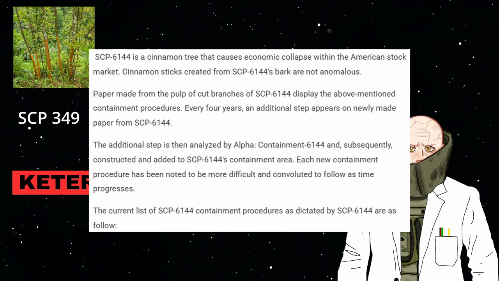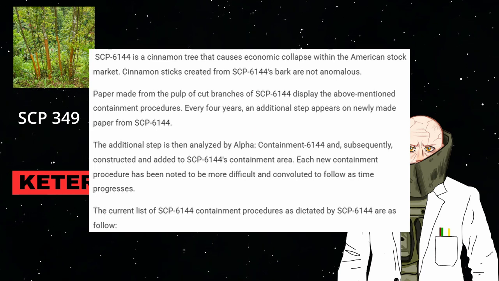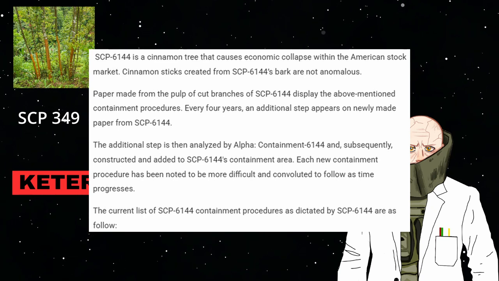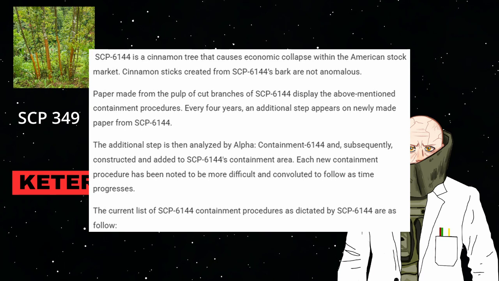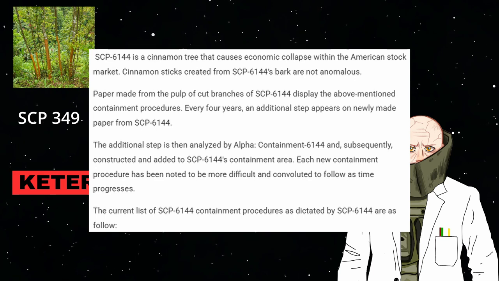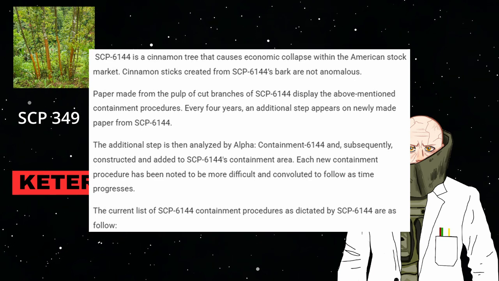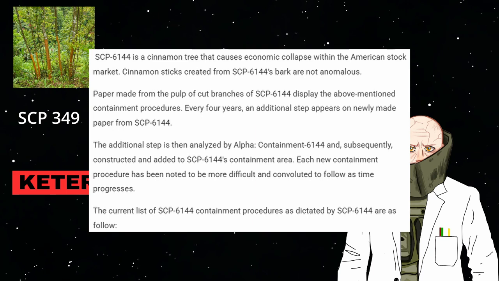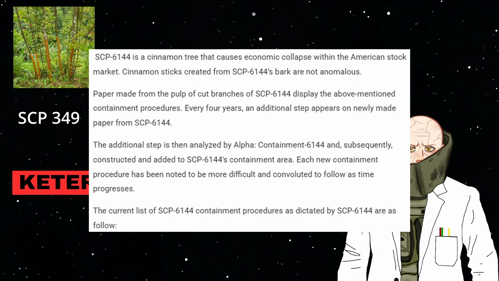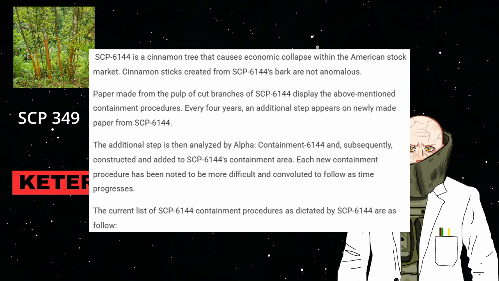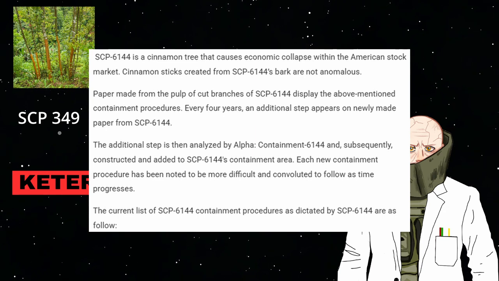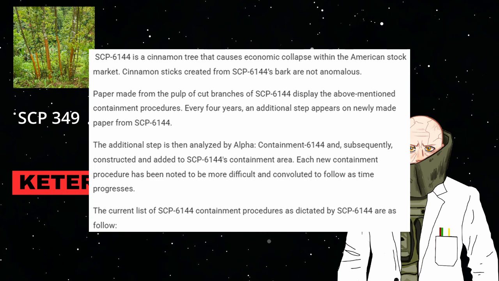SCP-6144 is a cinnamon tree that causes economic collapse within the American stock market. Cinnamon sticks created from 6144's bark are not anomalous. Paper made from the pulp of cut branches of 6144 display the above-mentioned containment procedures. Every 4 years, an additional step appears on newly made paper from 6144. The additional step is then analyzed by Alpha Containment 6144 and subsequently constructed and added to 6144's containment area. Each new containment procedure has been noted to be more difficult and convoluted to follow as time progresses. The current list of 6144 containment procedures, as dictated by 6144, are as follows.